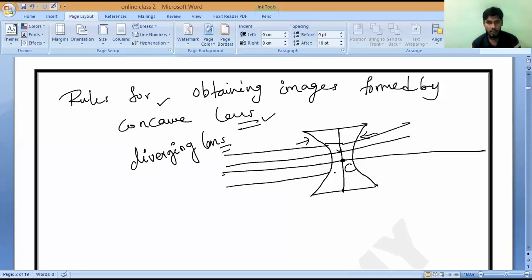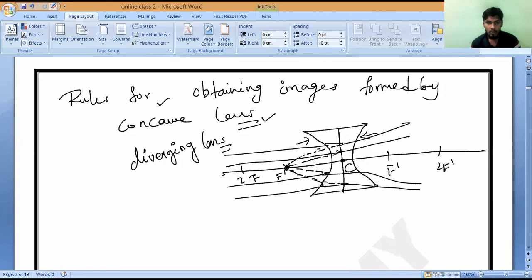Where will they appear to come from? We will feel they are coming from the virtual focus. Correct or not? If you extend them in the backward direction, they will meet somewhere at the focus. That is what we call the virtual focus. So that is what we call F dash, and F and 2F, and on this side we have F dash and 2F dash. That is what we have studied.